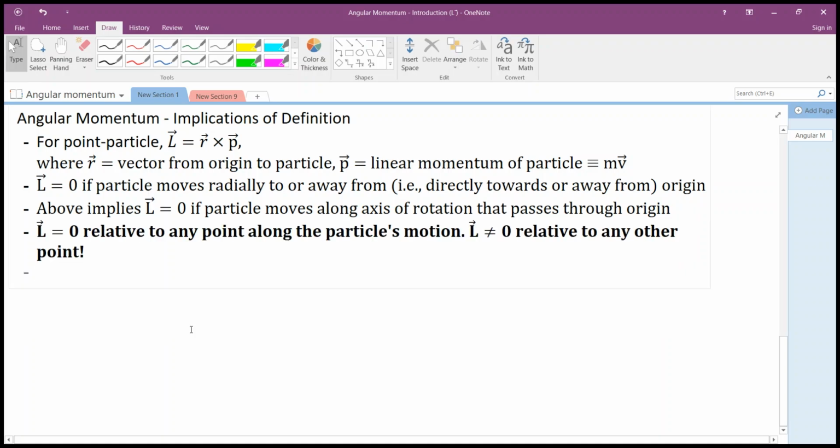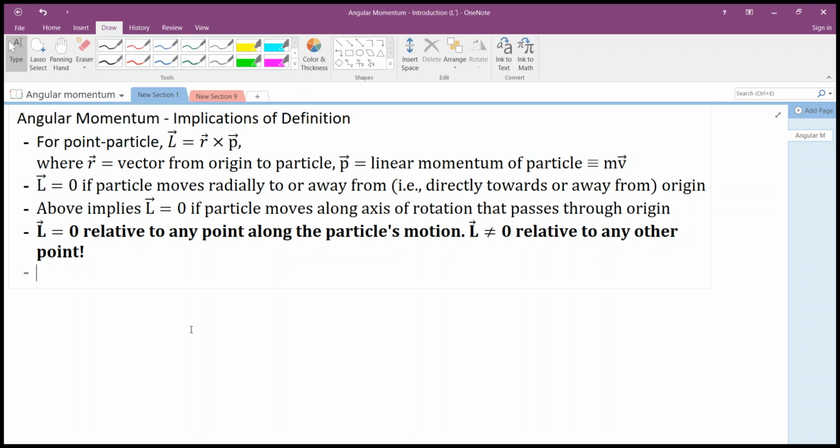We therefore reach the following conclusion. The angular momentum will be equal to zero if you calculate the angular momentum about a point that is along the particle's straight line motion. Meanwhile, the angular momentum will not be zero relative to any other point. So if we want a non-zero angular momentum, we have to choose a point that is not along the particle's straight line motion.